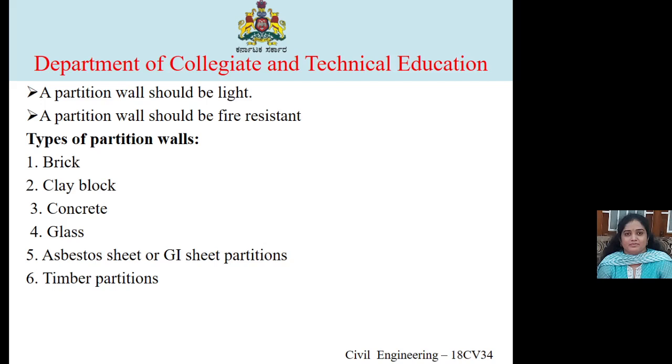Regarding the concrete, partitions may be either precast or cast in situ. Cast in situ means, as I said earlier, reinforced wall construction, so with proper formwork only we can do it. Precast is just joining the panels which are already made and cured in manufacturing factories.